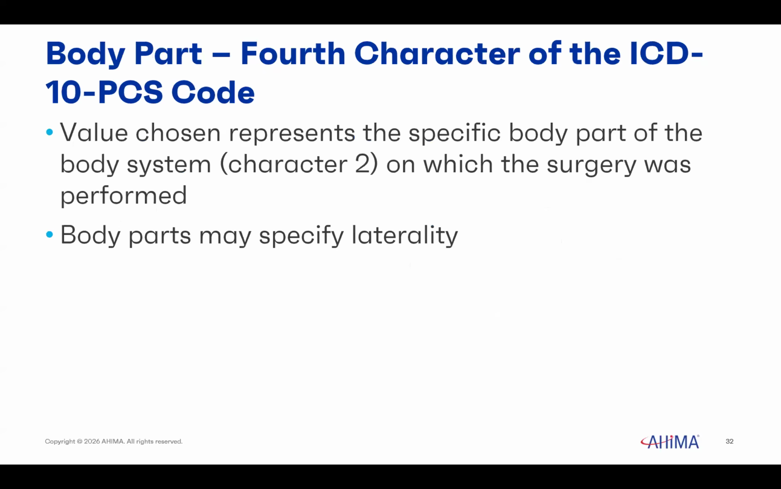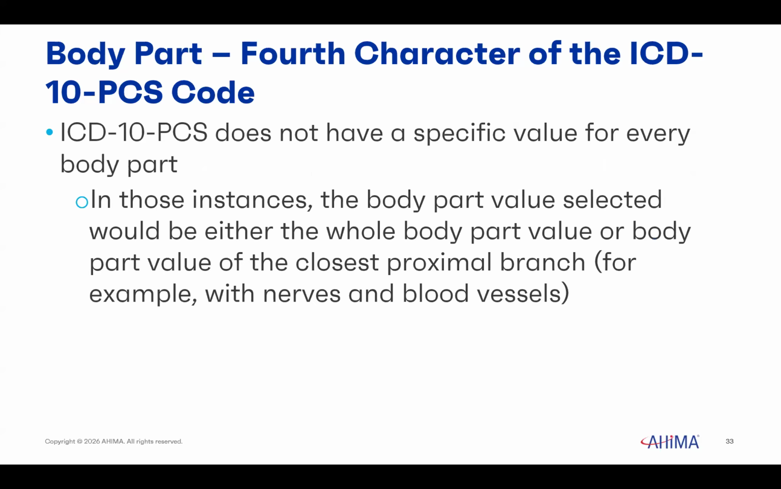And for the body part, the value chosen is the specific body part from the second character that the surgery was performed on. And again, we may also have laterality. ICD-10 PCS does not have a specific value for every body part. So in those cases, the body part that's selected would either be the entire whole body part or the body part value of the closest proximal branch. So when we're talking about nerves or blood vessels, this comes into play.